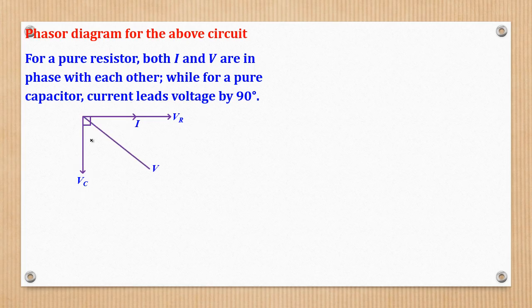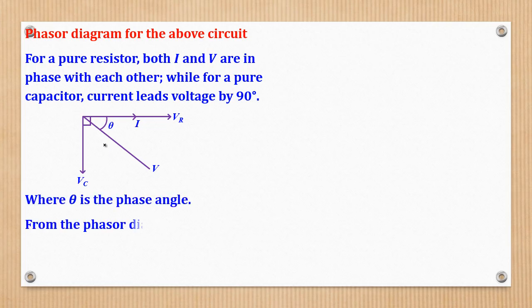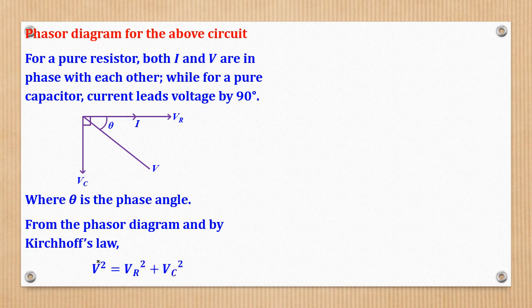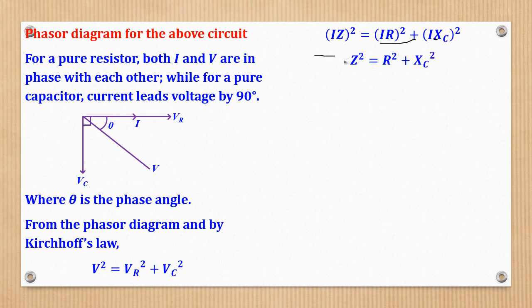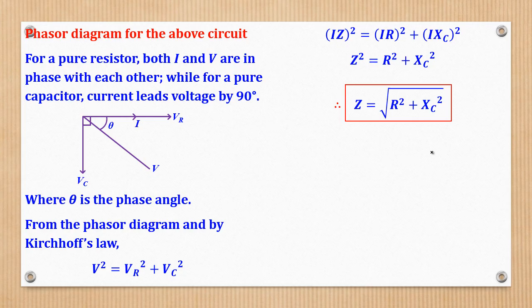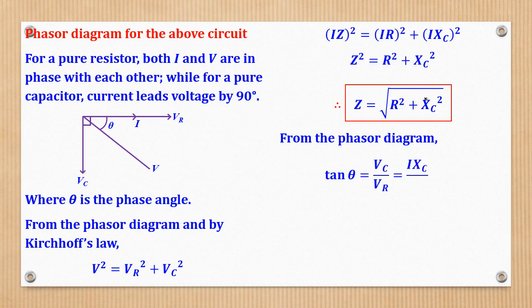Then you can get the resultant PD from Pythagoras theory, where V squared is equal to VR squared plus VC squared. Then substitute for V, VR and VC, then cancel out the current to come up with this, and make Z the subject. So it's somewhat similar to the previous one, only that there was inductive reactance and now we have capacitive reactance.